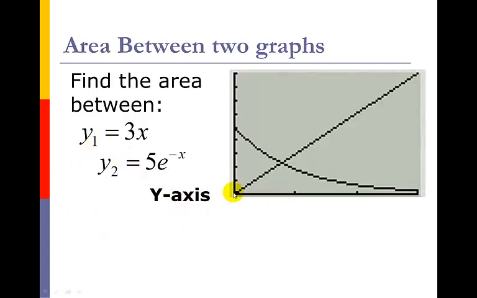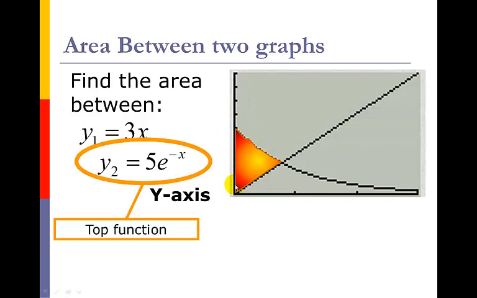So we've got the line y equals 3x. Our 5e to the negative x is that curvy line that's decreasing, and then the y-axis here. The area that we're looking for is that area right in between those three key components, the two graphs and the y-axis. By looking at this graph, we can see that the top function is going to be 5e to the negative x. The bottom function will be the 3x.